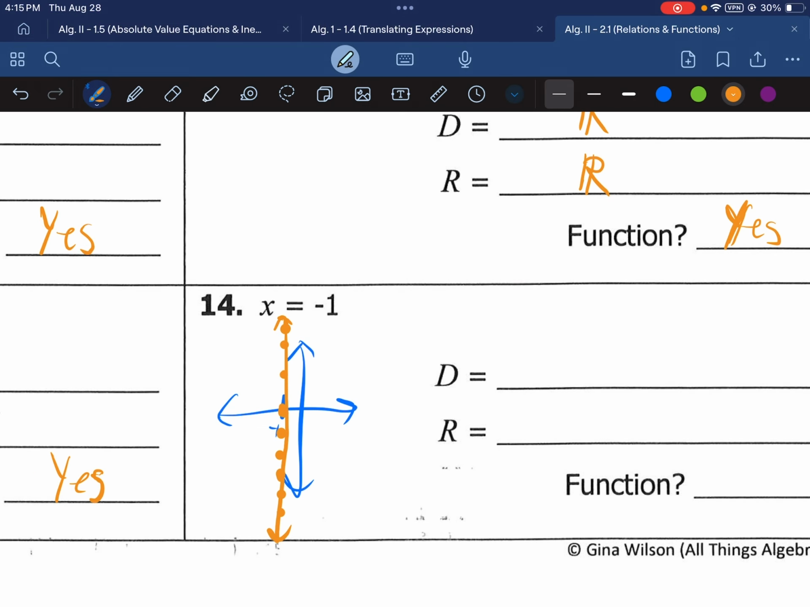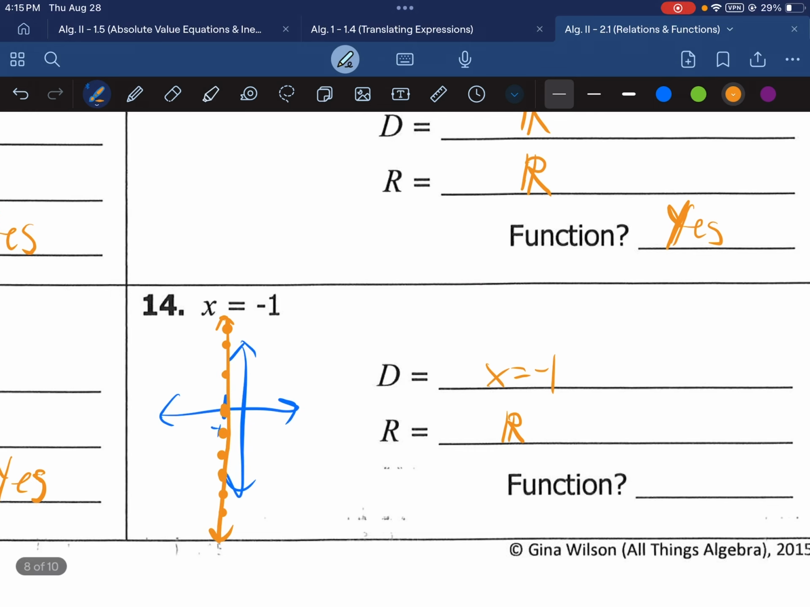So the domain, how far left and right it goes, only ever equals -1. Whereas for y values, how high up and down it goes, forever up and down, which is all real numbers, because every single number you could ever think of would be included. And is this a function? Well, this vertical line hits every single point. That's definitely more than one point. So no, it is not a function. It fails that vertical line test, as we call it.